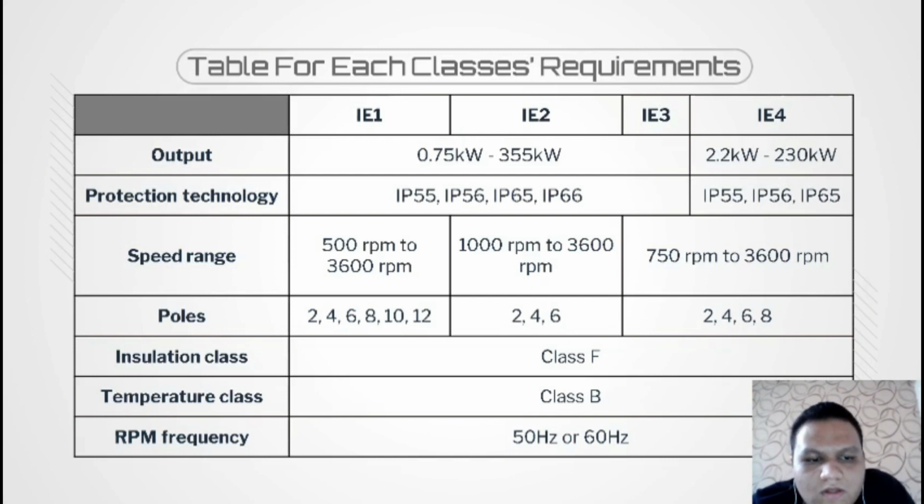For the insulation class, all classes use class F. For temperature class, all classes use class B. And for the frequency, all classes use either 50 Hz or 60 Hz.